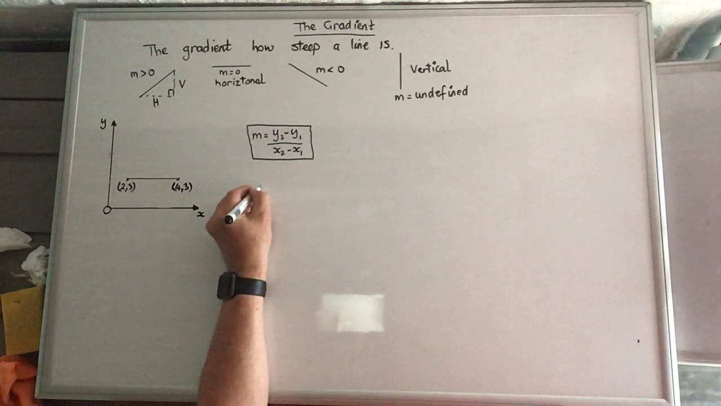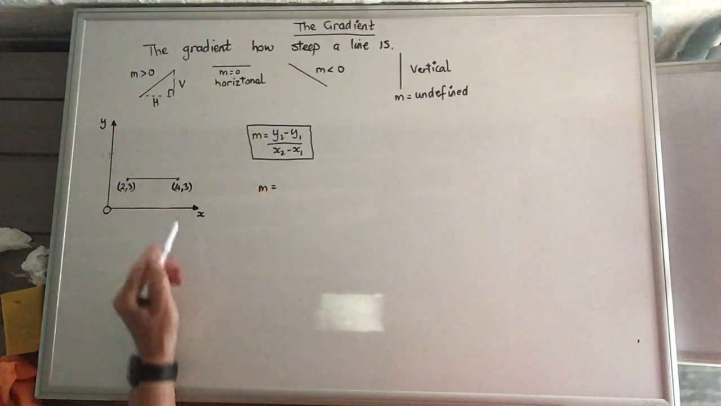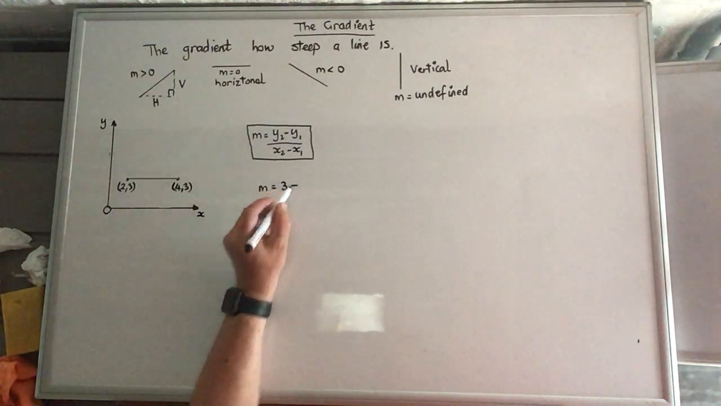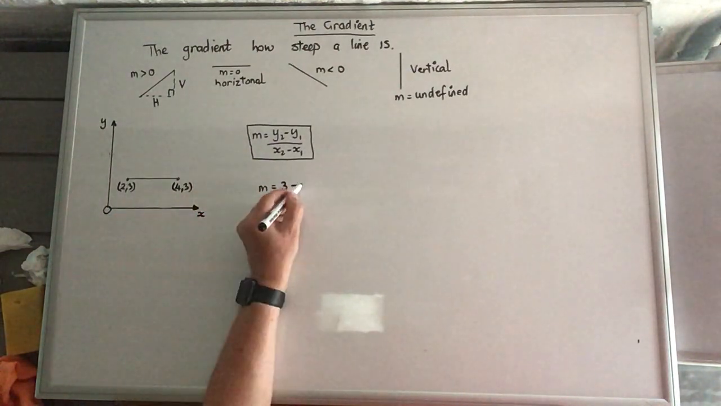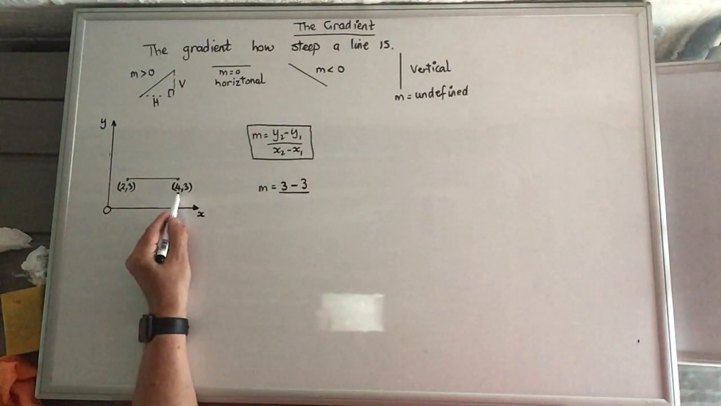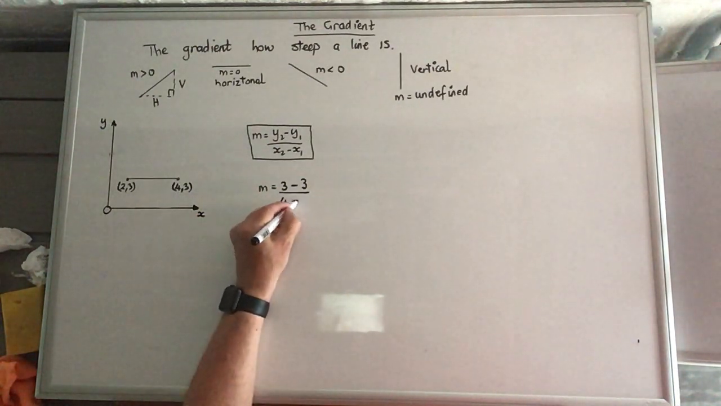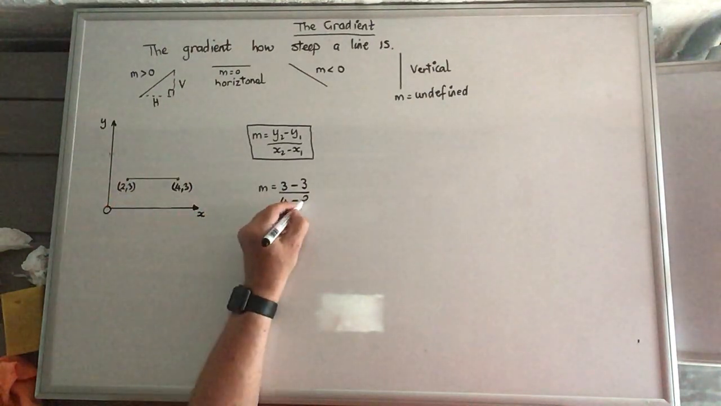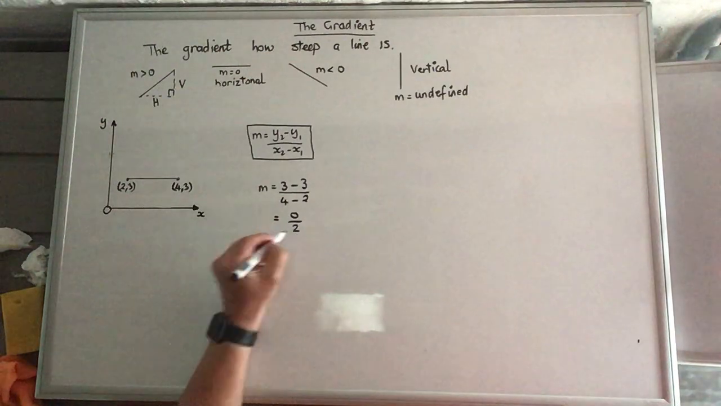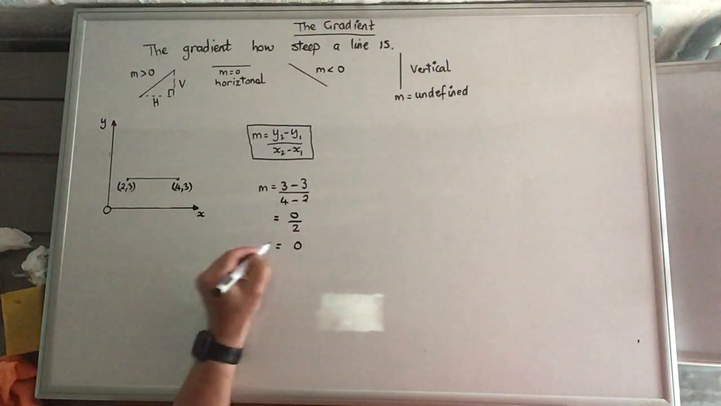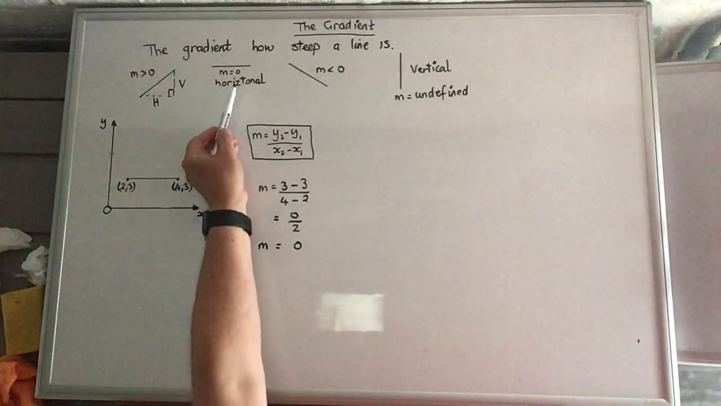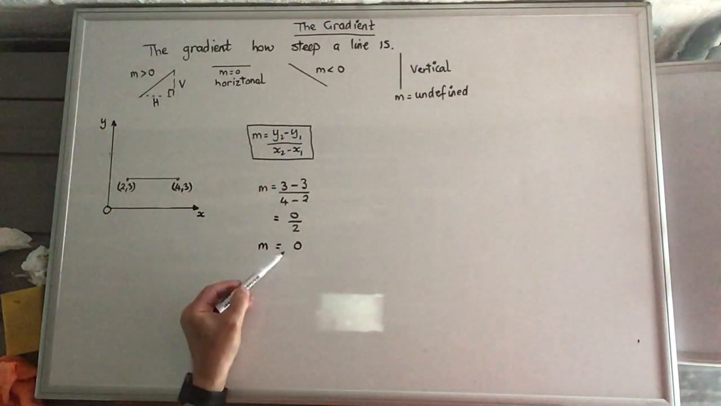Well, m equals, we'll make this y2, which is 3, minus y1, which is 3, over x2, which is 4, minus x1, which is 2. So 3 take away 3 is 0, so that's 0 over 2, which is 0. Horizontal line, that's what we needed to get, because a horizontal line has gradient 0, and we've just proved it.